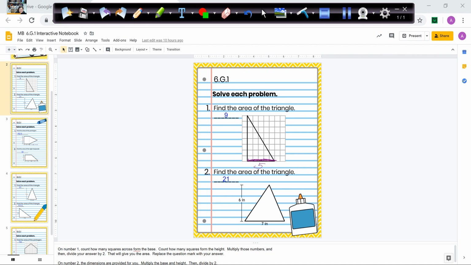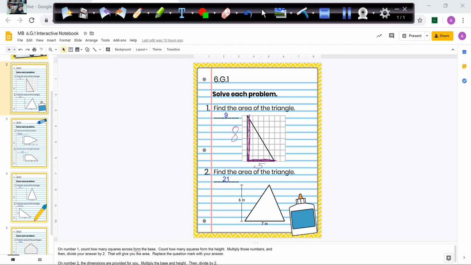So then we have to find out what the height is. The height we count going from the bottom to the top or the top to the bottom. So 1, 2, 3, 4, 5, 6, 7, 8. So from the bottom to the top is 8 going up and down. That's our height, 8.